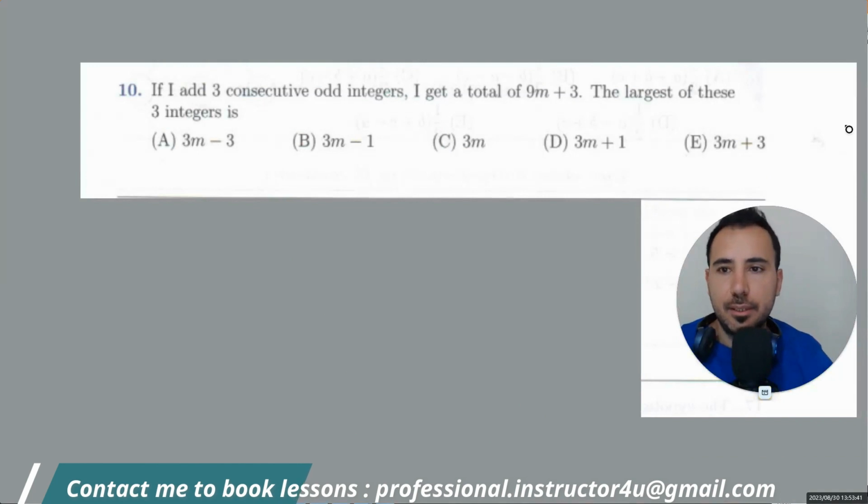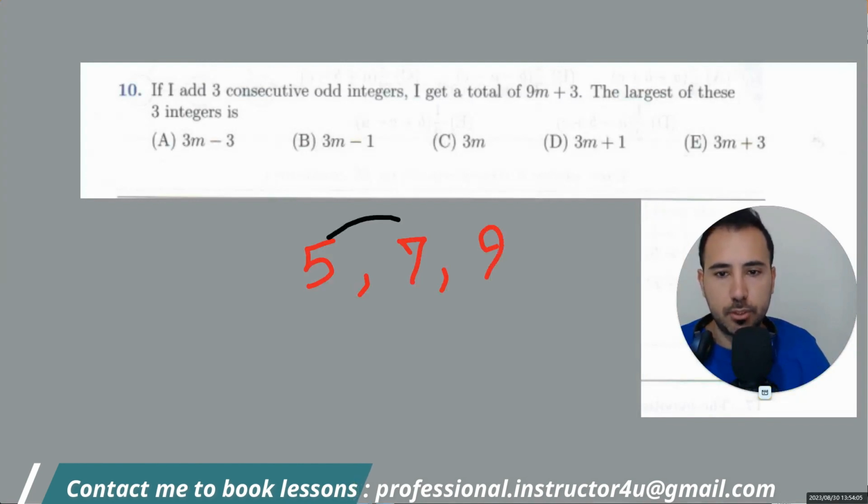If I add 3 consecutive odd numbers, I get a total of this. The largest of these 3 integers is, okay. Now let's just see here. If we have 3 odd integers, any of them, like 5, 7, and then 9, you'll see that the difference is always 2 between these, right? 5 plus 2 is 7, 7 plus 2 is 9. So that's the only thing we need to know to answer this question.